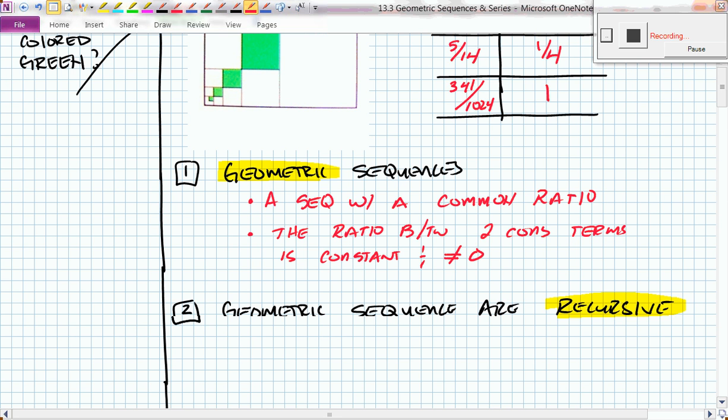Because after all, if two things divided by each other equals 0, then the top one has to be 0, and then that's not very exciting. The ratio between two consecutive terms is a constant, and we're going to talk about some of them in just a second. So that's what a geometric sequence is. It's a sequence with a common ratio instead of a common difference, and the ratio between two consecutive terms is a constant, and it can't be 0. So those are the important things that we have to know ahead of time about a geometric sequence.